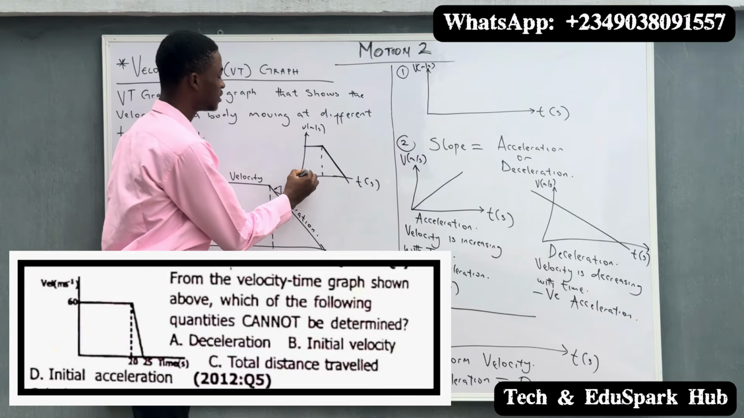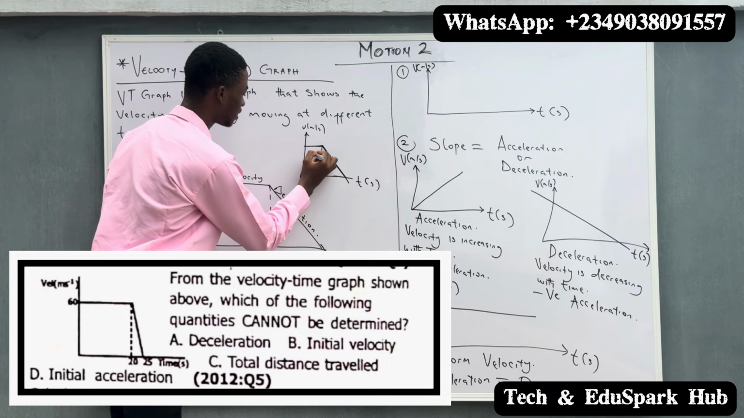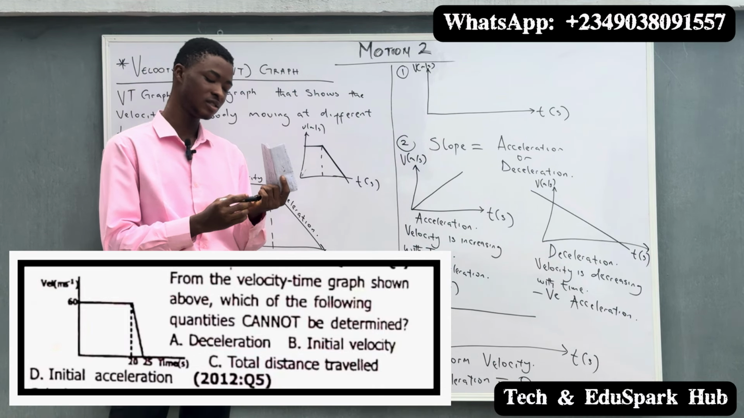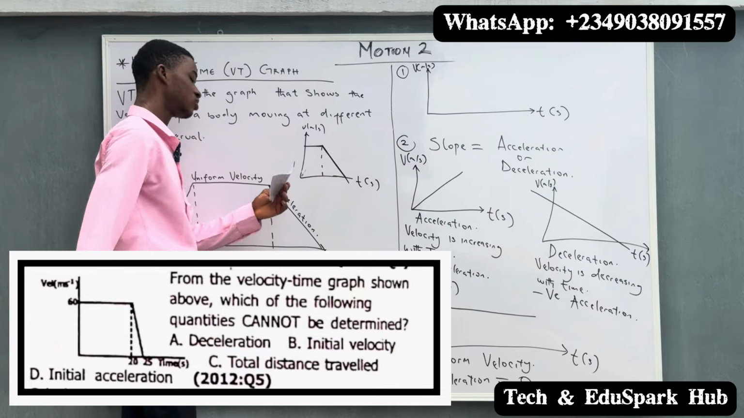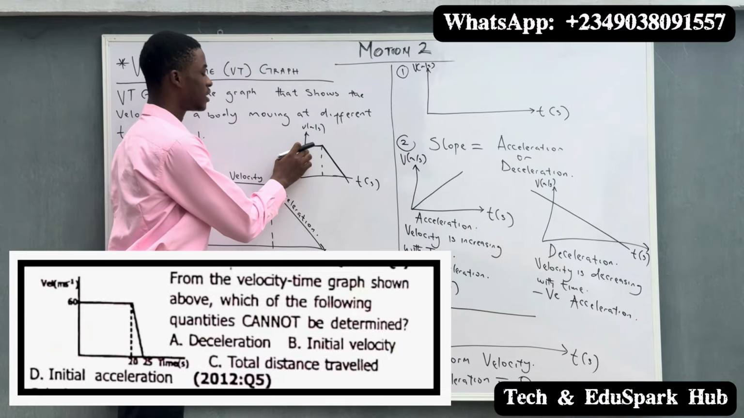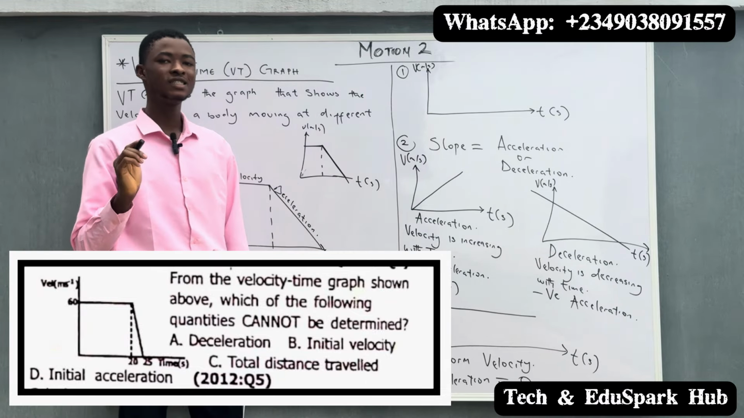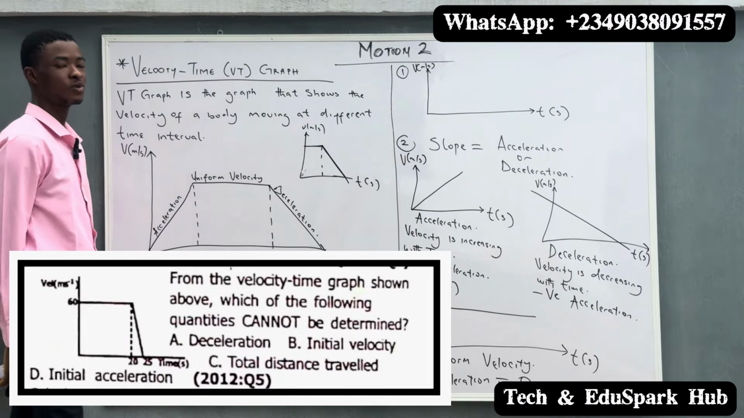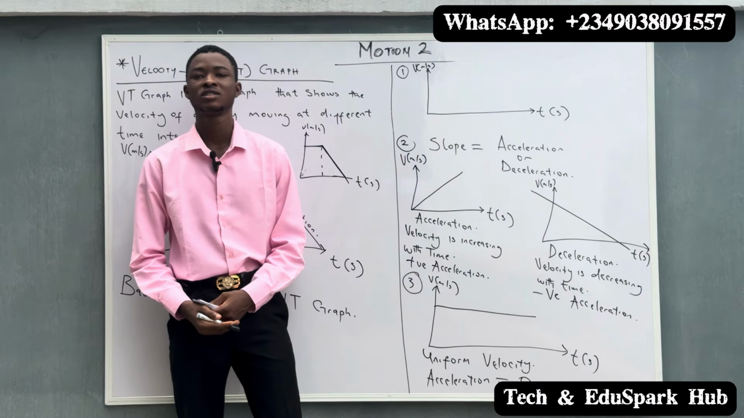So in this case, what is not present is the initial acceleration. The acceleration is not present because we do not have a slant line like this. So option D is correct, which is the initial acceleration. You can see we can determine the deceleration from this graph. We can also determine the initial velocity, which is the point the body is starting from. And lastly, we can determine the total distance covered, but not the initial acceleration, which is this slant line. So option D is correct for this kind of question. So this will be all on the theoretical aspect.